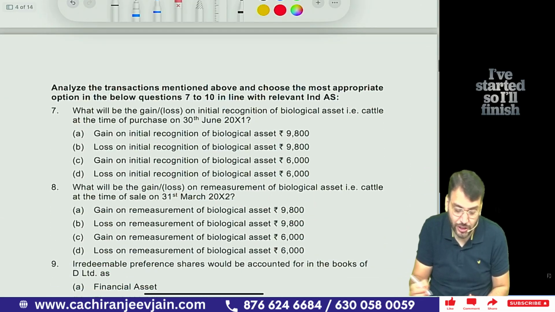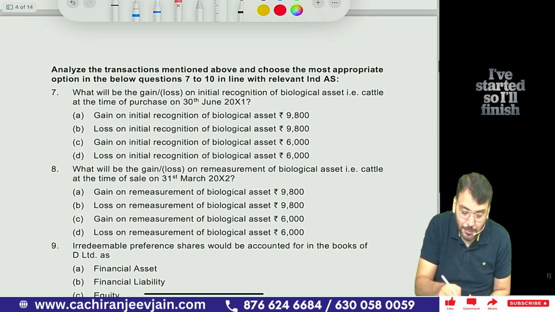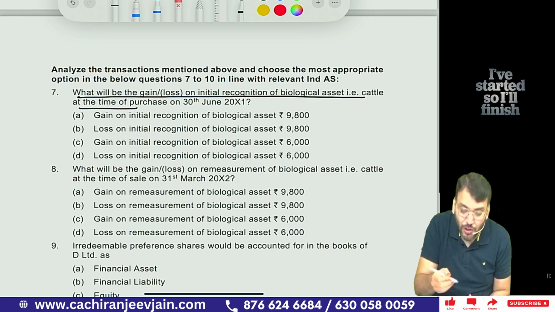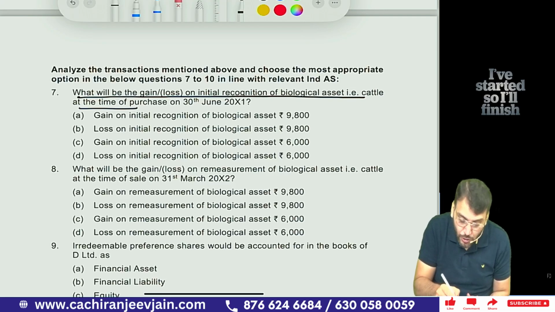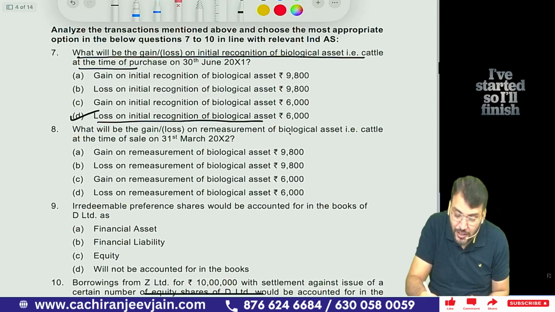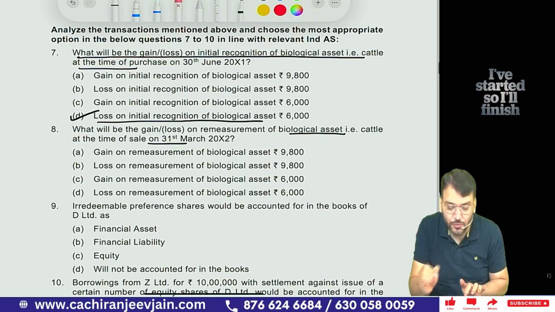Let's see what are the questions given. First, come to question number 7. What will be the gain or loss on initial recognition of biological asset, that is cattle, at the time of purchase? Already we calculated loss of 6,000. So loss on initial recognition of biological asset is 6,000. This is correct. Then what will be the gain or loss on remeasurement of biological asset, that is cattle, on 31st March? This we have not calculated.